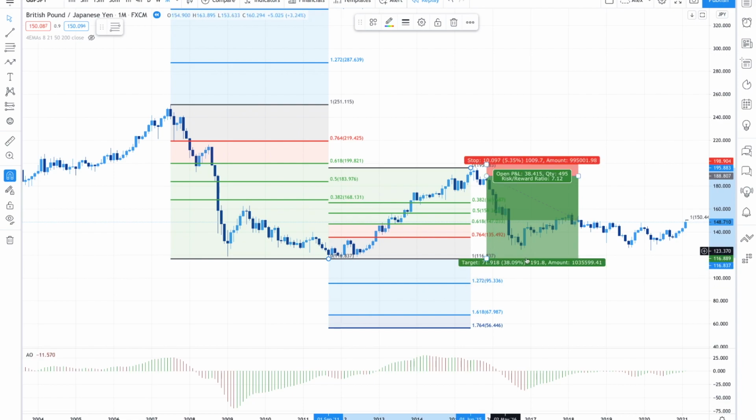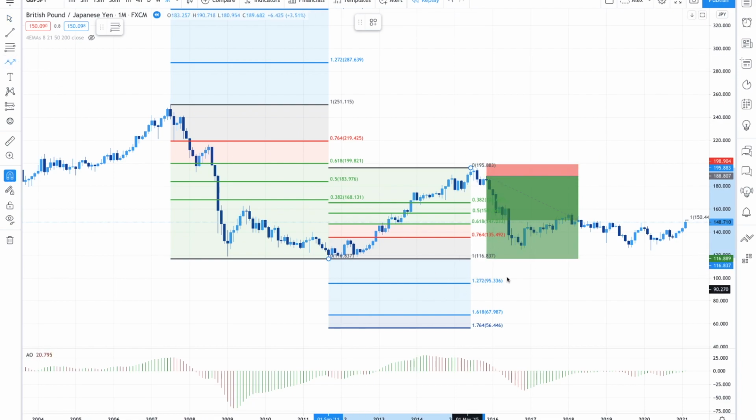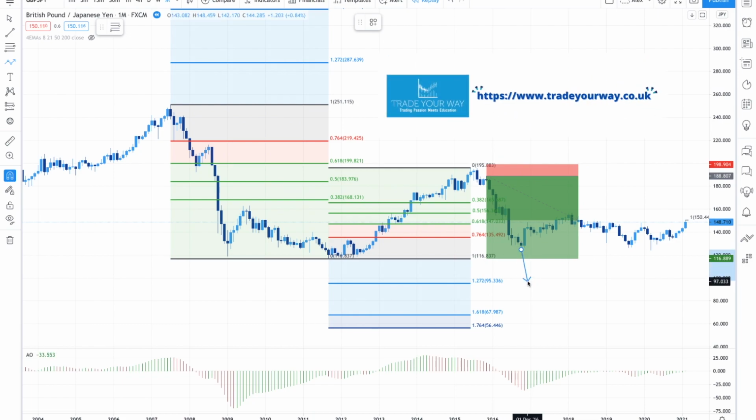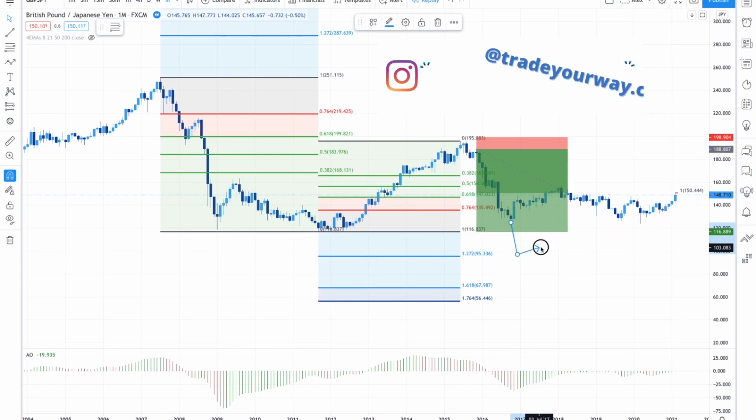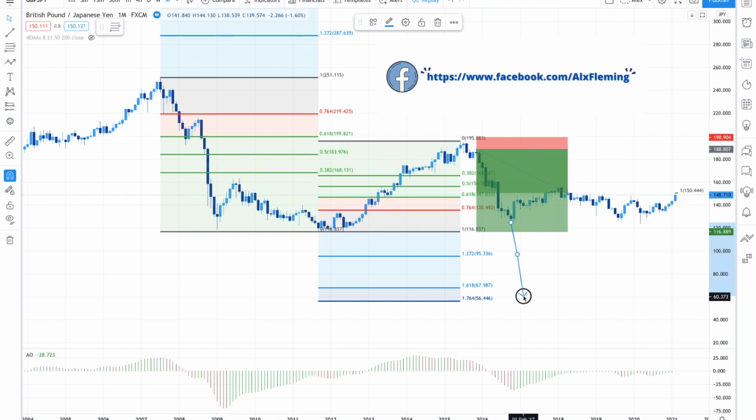So where's the next level? Well, it would be my 127.2, 127.2% fib. Below that is a 161.8 and a 176.4. It's a little zone, a little area where price could just break out, bounce off there, come back up to test previous structure, and then sure enough, once it's done that, it would basically just come down and do that. That would be your targets to the downside.